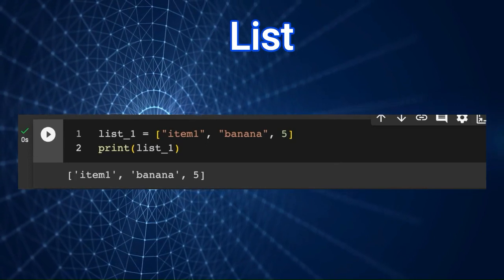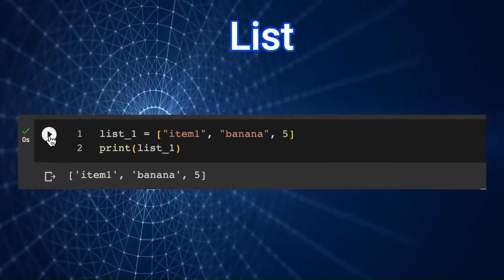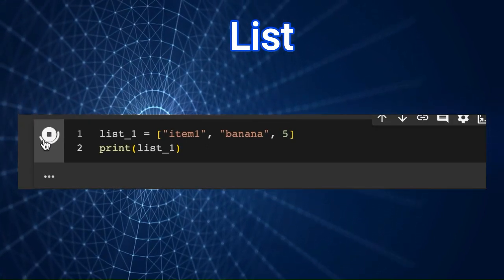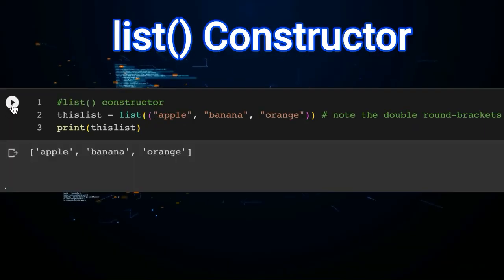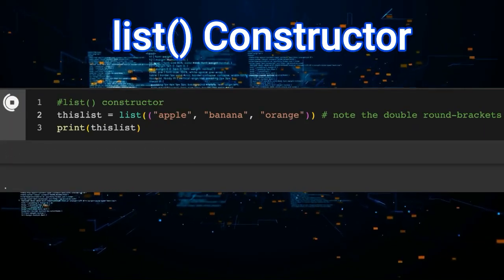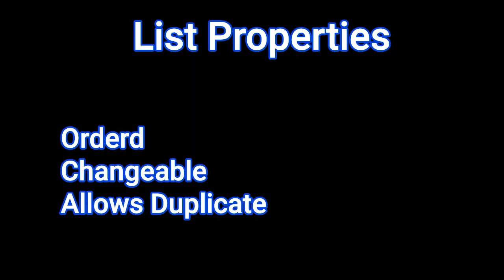We can create a list using square brackets. List items can be of any data type. A list can contain different data types. It is also possible to use the list constructor when creating a new list. List items are ordered, changeable, and allow duplicate values.